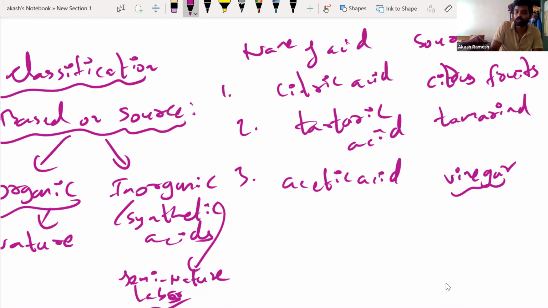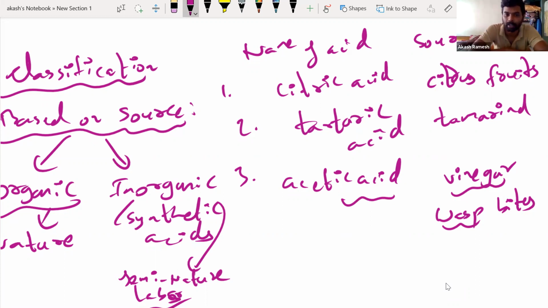this acetic acid is also found in wasp bites. There is an insect called a wasp. I don't know whether you have seen it. I don't know what exactly it's called in Tamil, guys. A wasp is something like a dragonfly. If it bites you, that bite contains acetic acid. This also I can remember. Okay, next one.